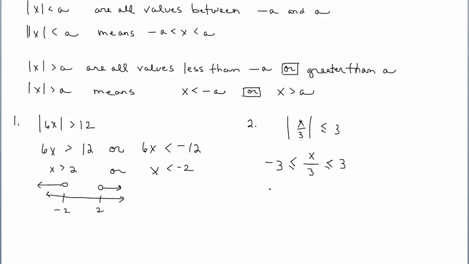Next step, multiply everything by 3 to clear the inequality of fractions. So multiply everything by 3, positive 3. Our solutions to this original problem would fall between negative 9 and 9, inclusive.